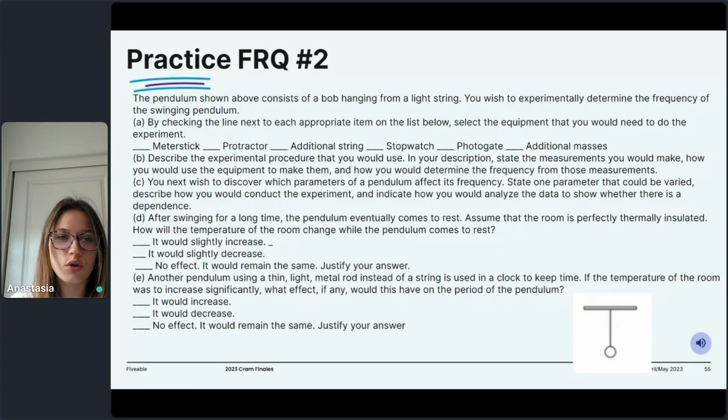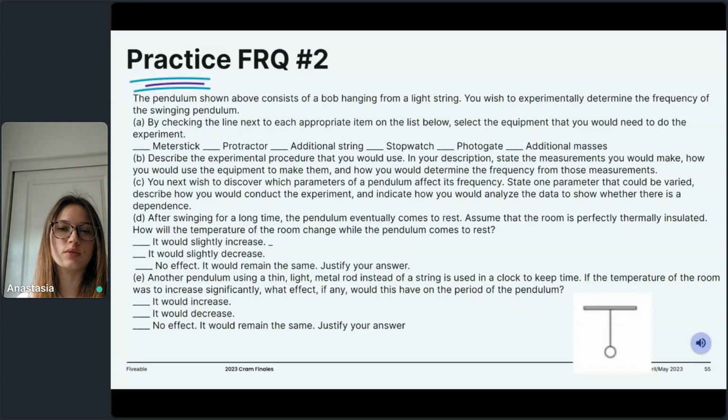In this FRQ, the pendulum shown, it's in the bottom right corner. The pendulum shown above consists of a bob hanging from a light string. You wish to experimentally determine the frequency of the swinging pendulum. We're gonna do each question one by one, and then we're gonna be reviewing answers after each one. By checking the line next to each appropriate item on the list below, select the equipment that you would need to do the experiment.